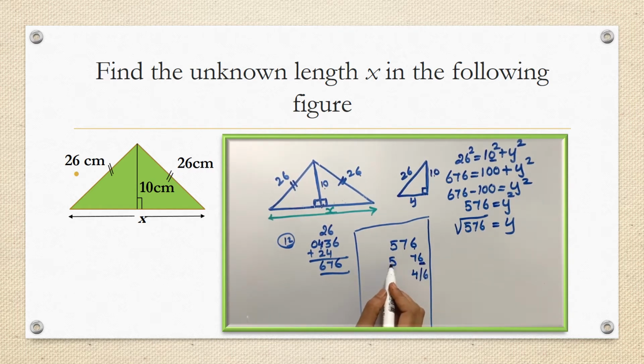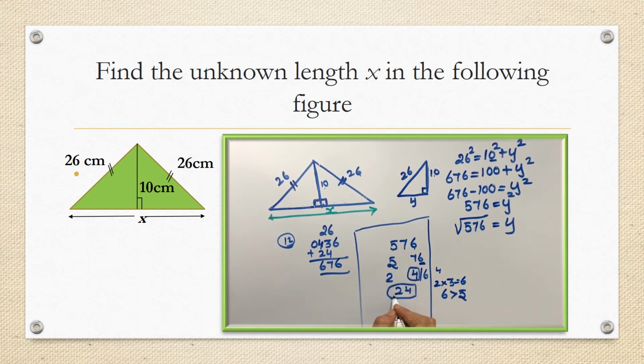Then take 5. 5 is close to the square number 4. So the square root of 4 is 2. Then take this 2 and multiply with the next consecutive number, which is 3. 2 threes are 6. Take this 6 and compare with this 5. This 5 is lesser. If this 5 is lesser, then we have to choose the smaller number, 4, so 24.